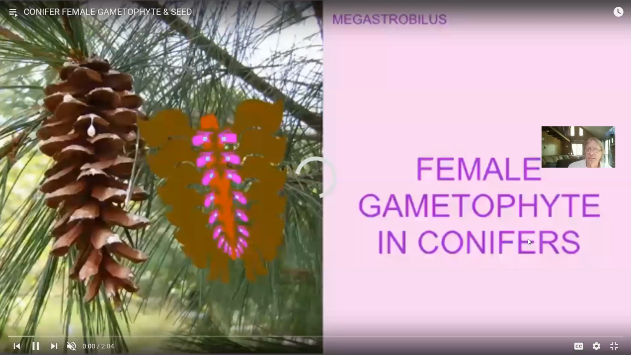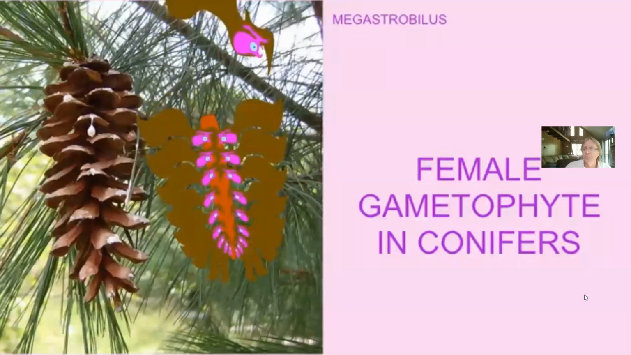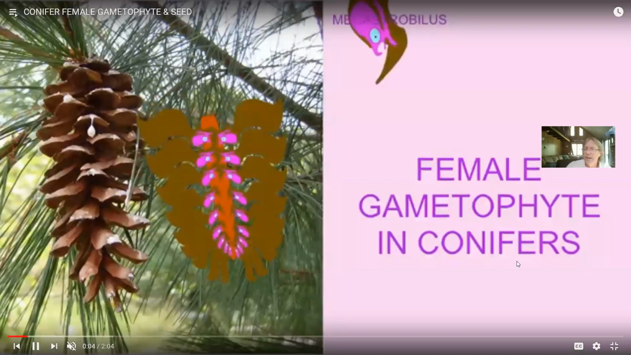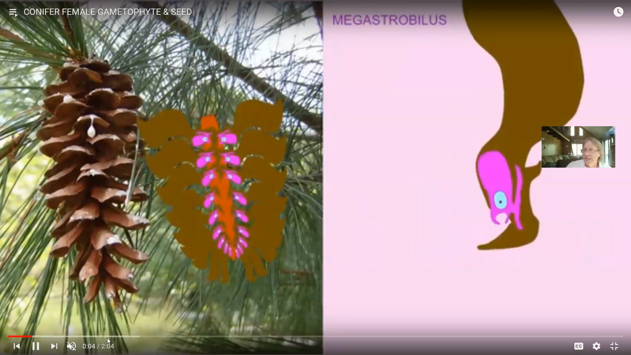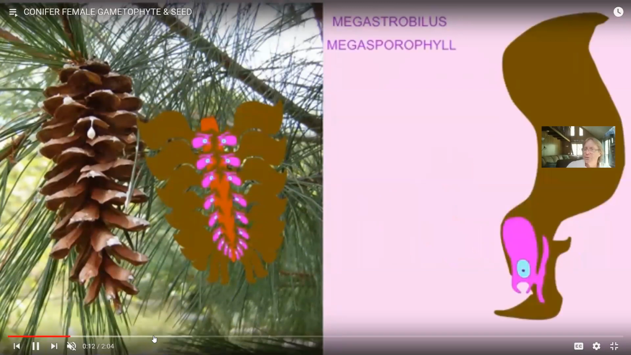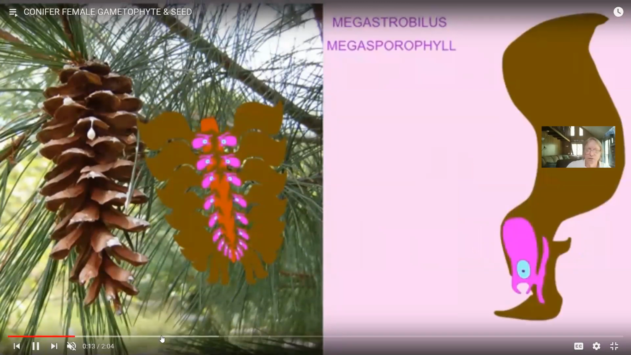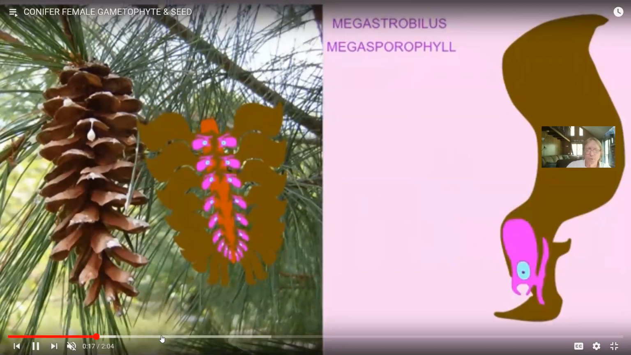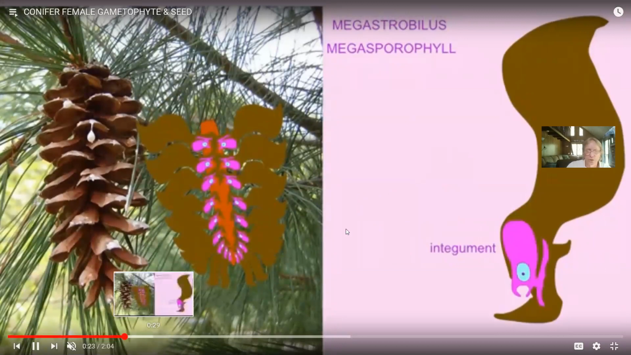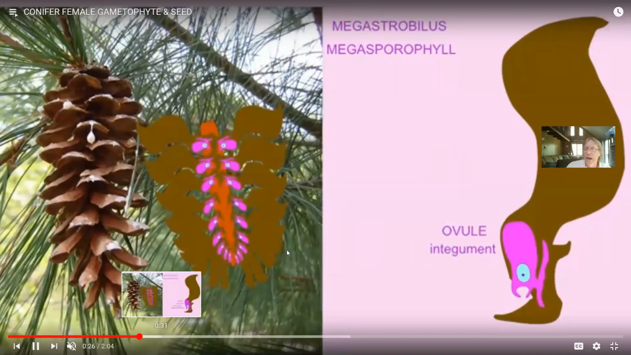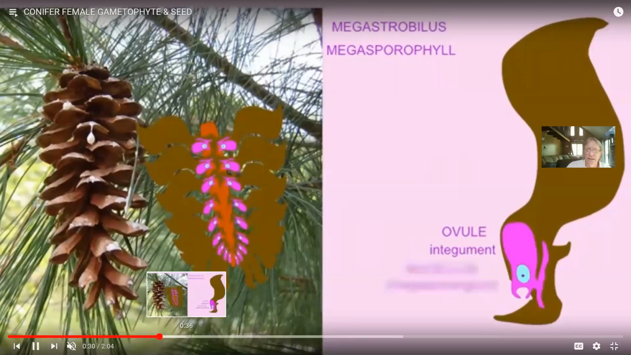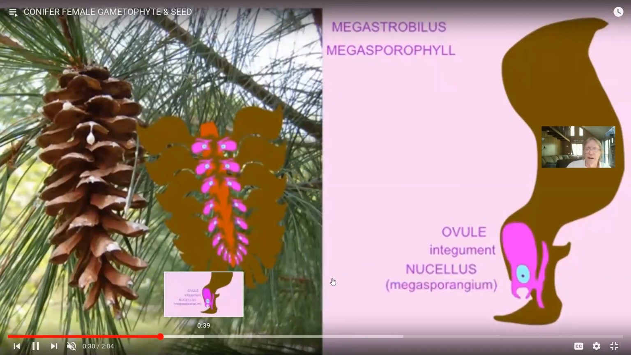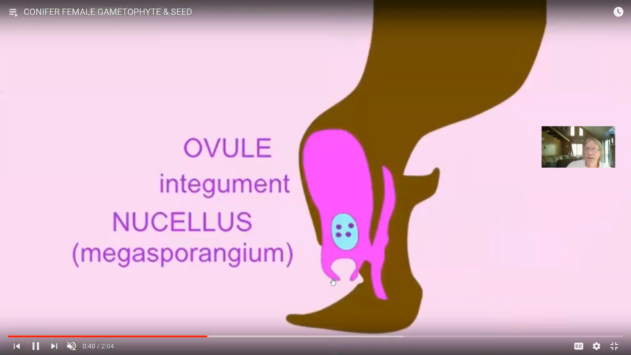Now, the female gametophyte uses similar terms. So the female cone is called the megastrobilus. The archegonia is part of this specialized leaf known as the megasporophyll. And then the structure here is the megasporangium, which will then produce the female gametophyte. There is an integument which covers it, all right? And then inside there is then the ovule and the nucellus here, which is the megasporangium.